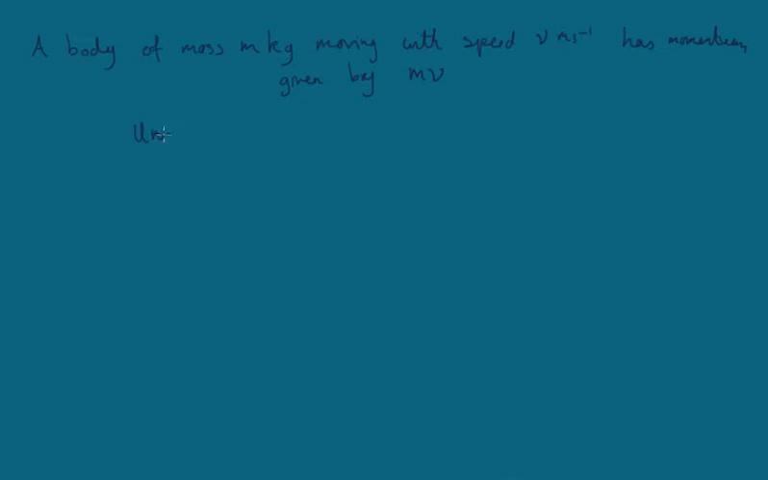The units of momentum are Newton seconds. So momentum is mass times velocity, and momentum is measured in Newton seconds. Let's note momentum is a vector and it has the same direction as the velocity.